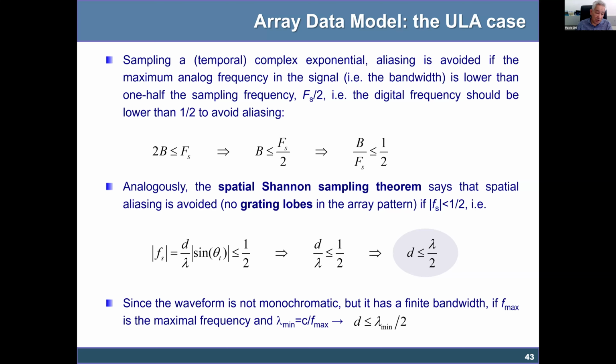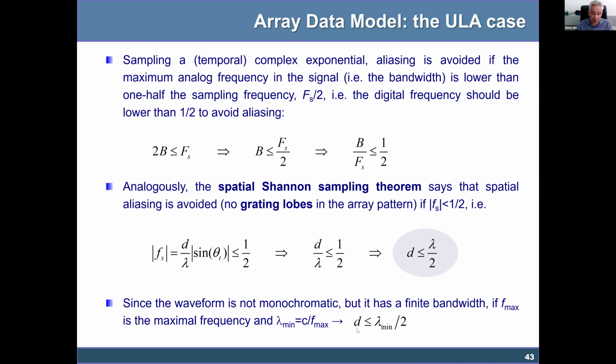Now, because the signal is not monochromatic, but it has a finite bandwidth, this relationship should be satisfied for the minimum wavelength. So the minimum wavelength corresponds to the maximal frequency. The signal has a finite bandwidth. F max is the maximal frequency. From the maximal frequency, you get the minimal wavelength.